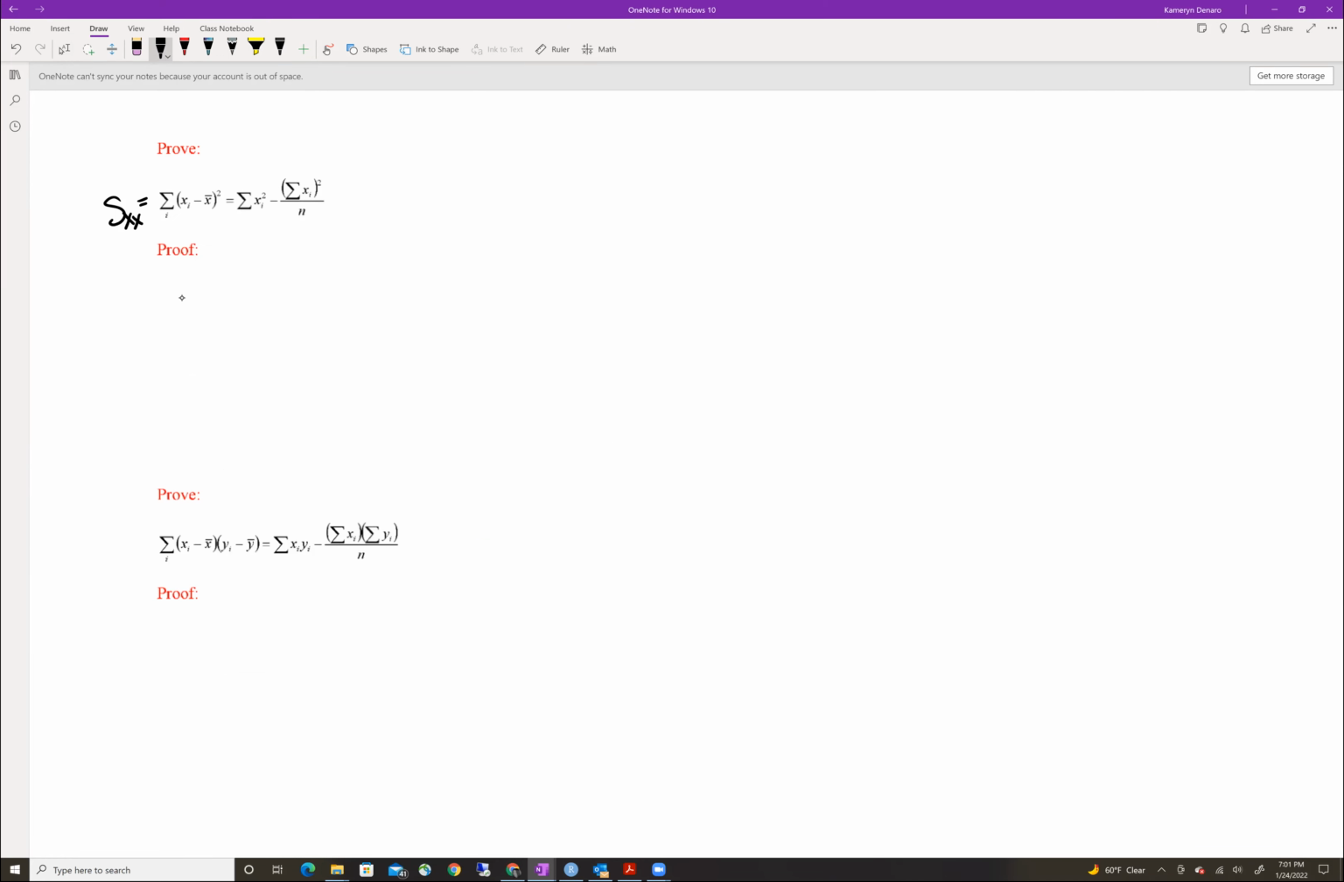We want to move from left to right. So we start with the left-hand side. Summation i equals 1 to n of (xi minus x bar) squared. And we get that to be the summation of xi squared minus 2 times the summation of the xi x bars plus the summation i equals 1 to n of x bar squared.